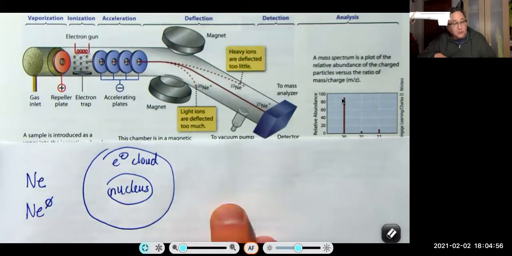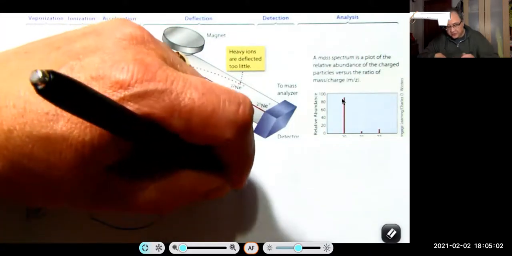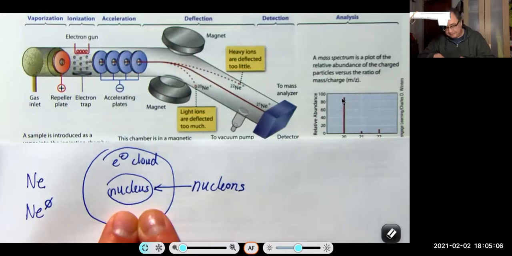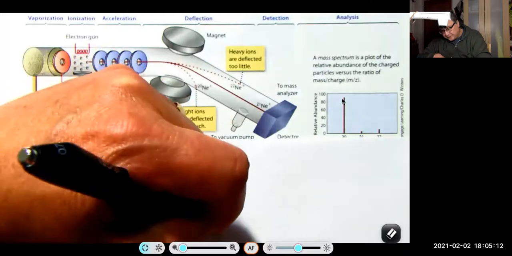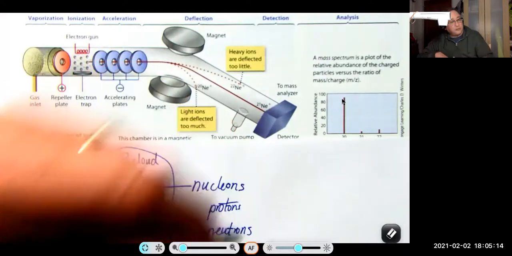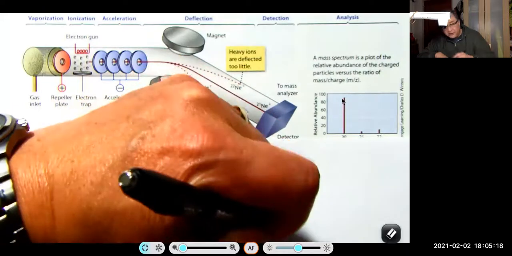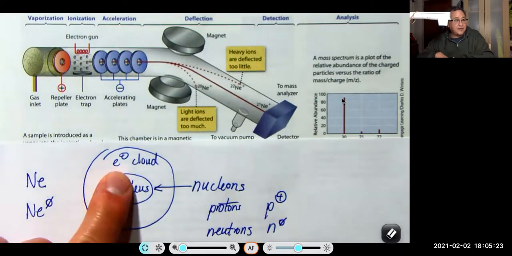The nucleus has protons and neutrons in it, and both of those are called nucleons. I like this name, nucleons. Nucleons are found in the nucleus, and these are protons and neutrons. The symbol for a proton is P with a plus sign. Neutron is N with a 0. And the symbol for an electron is E with a negative sign.